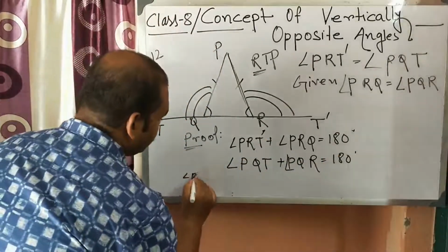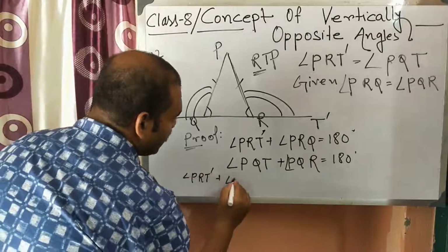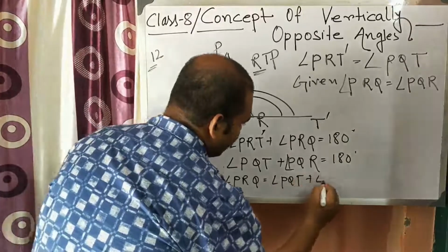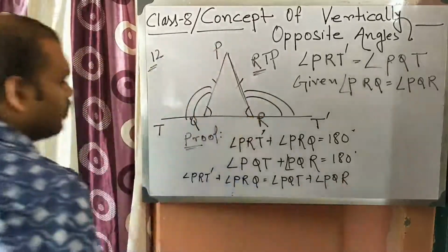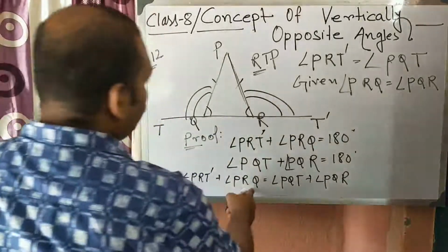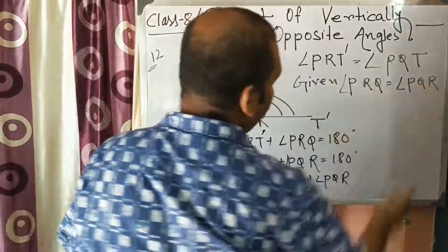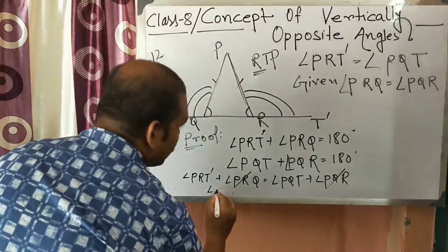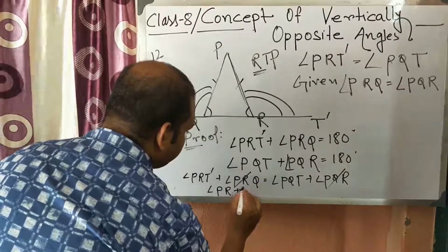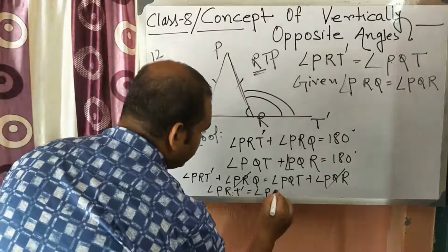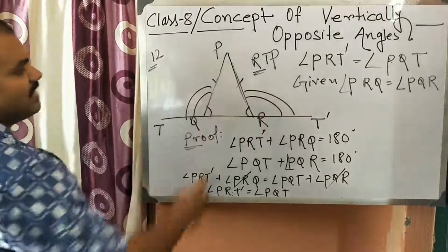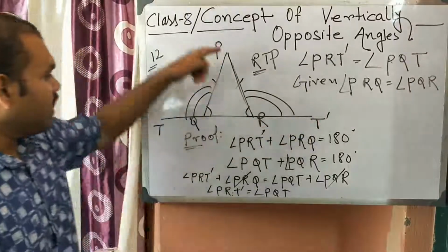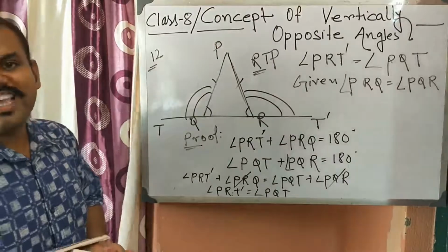So we can write angle PRT prime plus angle PRQ is equal to angle PQT plus angle PQR. Now PRQ and PQR are the same. So we can write angle PRT prime is equal to angle PQT. So the external angles thus formed are the same. So the external angles PRT prime and PQT are the same.